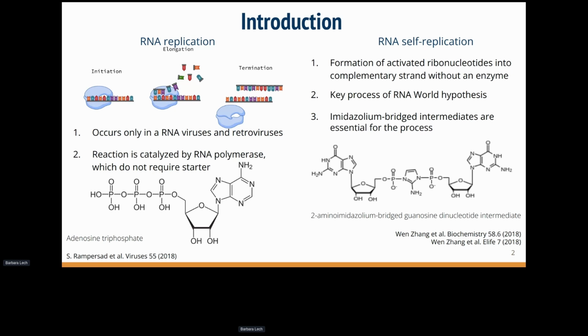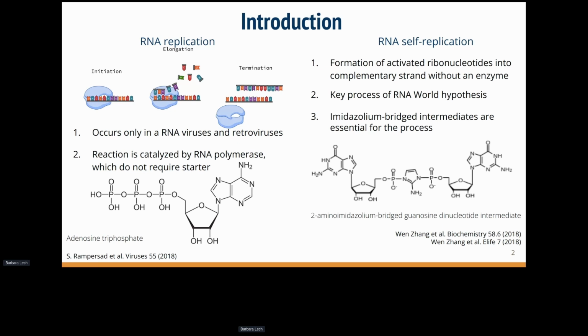We have initiation, then elongation, when the complementary strand is synthesized. And when everything is finished, there's termination, and we have a copy of our RNA. To maintain the process, the organism uses, for example, as shown here, adenosine triphosphate as an activated molecule. However, I am focused on RNA self-replication, so the formation of a complementary strand from activated ribonucleotides without any help of enzymes.